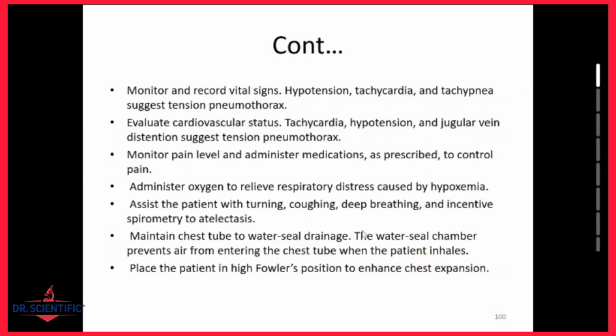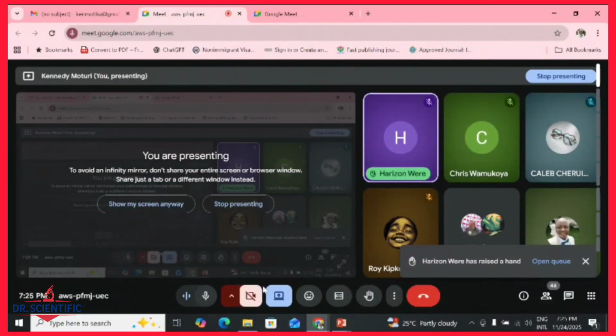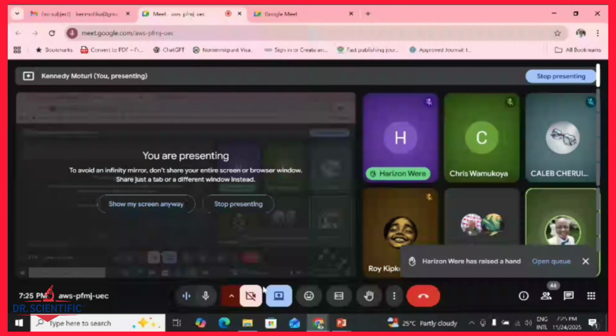Any question? I'm asking, what is it that is making the tension type of pneumothorax more life-threatening as compared to the other types of pneumothorax? Okay. What is it that makes tension pneumothorax more life-threatening compared to the others?